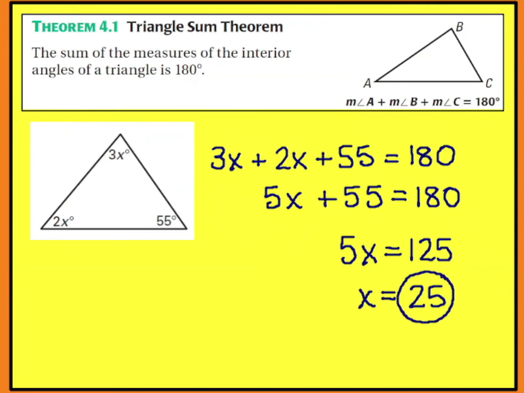Where do I plug it back in? Into the equation or into the picture? In geometry, we plug it back into the picture to make sure it makes sense. So I plug in a 25 here and I get 50 degrees. And I plug in a 25 here and I get 75 degrees. By the way, what kind of triangle is that? We'd have to classify it by its angles, since I have its 3 angles. What kind of angles are those? Acute angles, so that's an acute triangle.